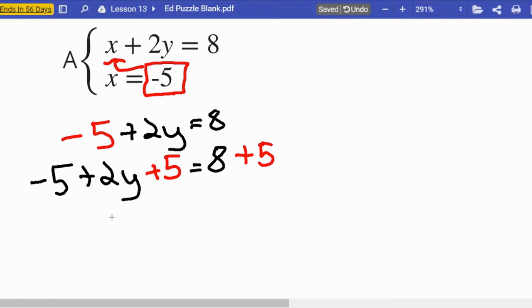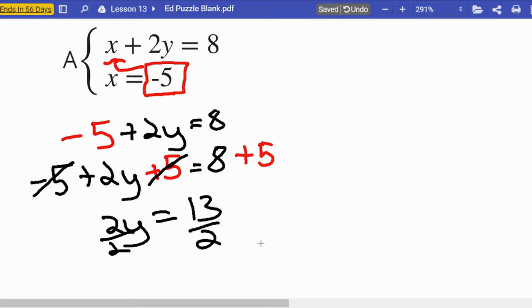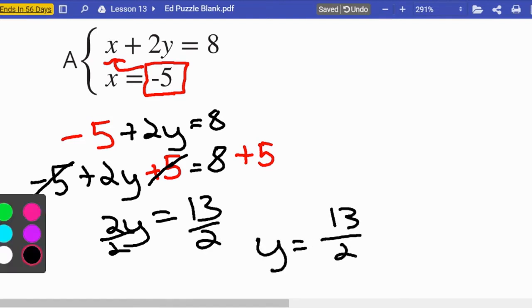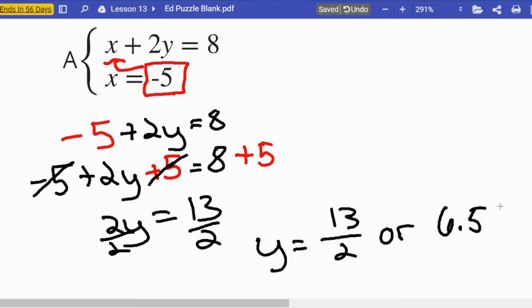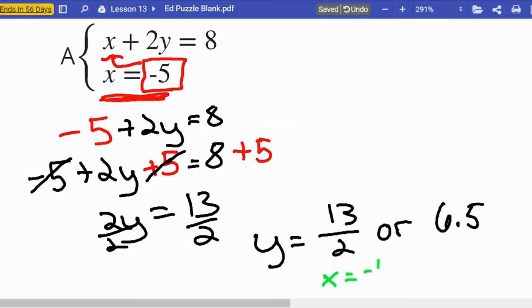That leaves us with 2y on the left side, since -5 and +5 cancel out. It's equal to 8 plus 5, which is 13. Then we divide by 2, and that gives us y is equal to 13/2. Or if you want to write this as a decimal, it is 6.5. If x is equal to -5, y is equal to 6.5.